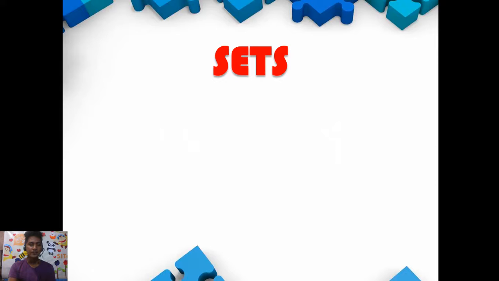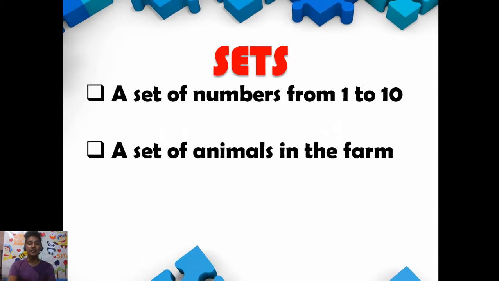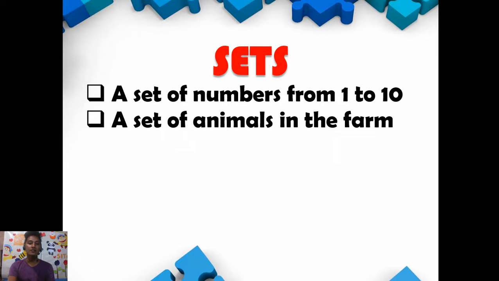So let's have an example of sets. The first one is a set of numbers from 1 to 10. What comprises a set of numbers from 1 to 10? We have 1, 2, 3, 4, 5, 6, 7, 8, 9, and 10. The other one, a set of animals in the farm. What are the different animals in the farm? For example, chicken, ducks, pigs, and so on.